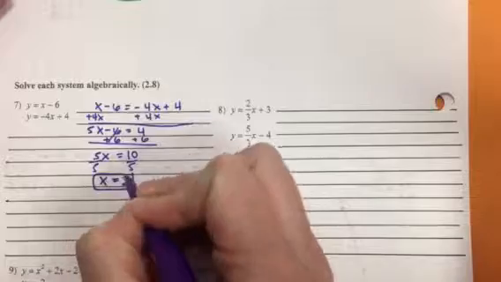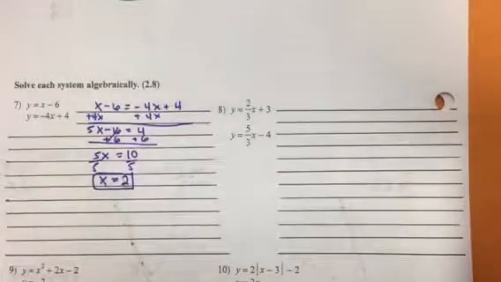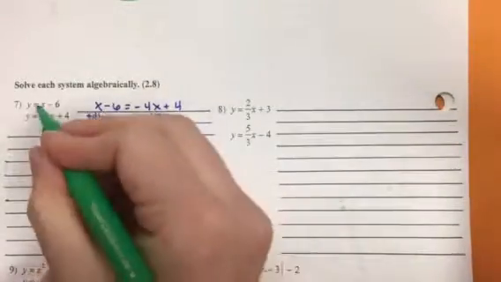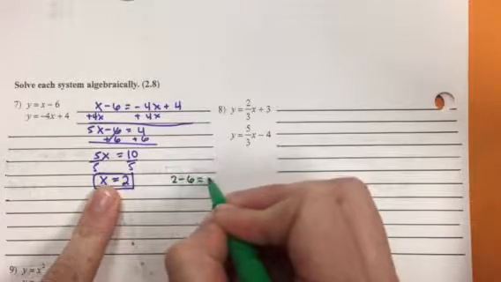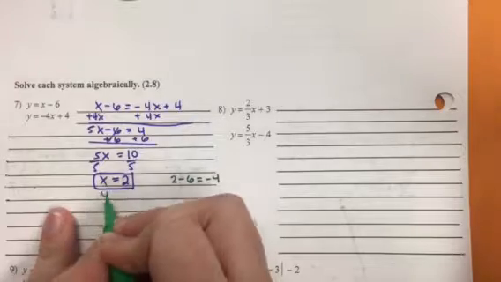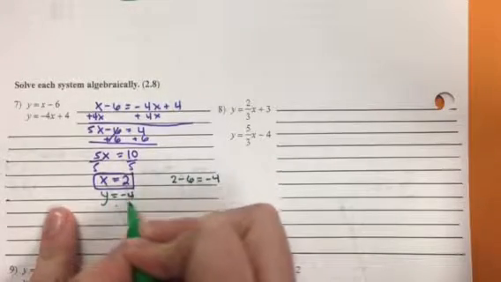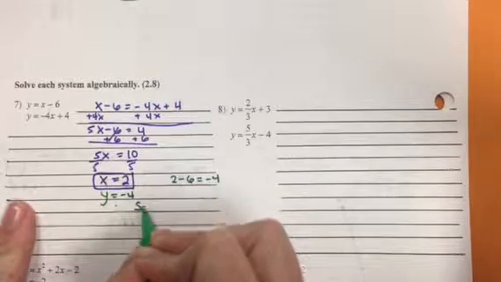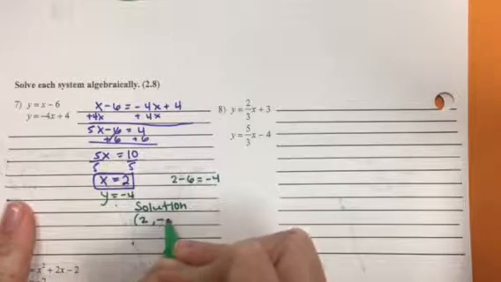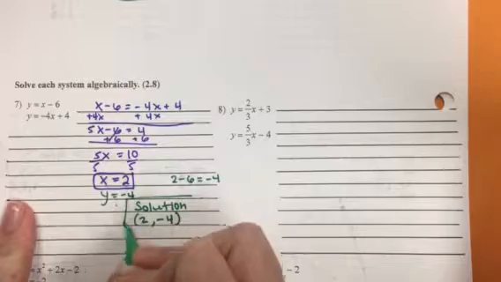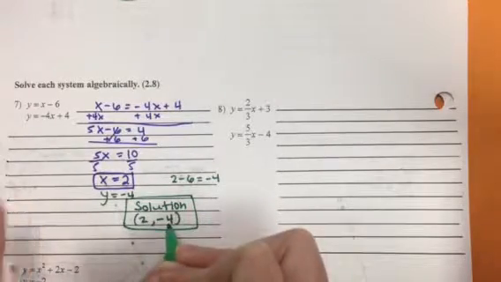Now that I have x, I need to find the y. To find y, I just plug x in. So 2 minus 6 equals -4. Y is -4. So as a solution, I would write it 2 comma -4, x comma y.